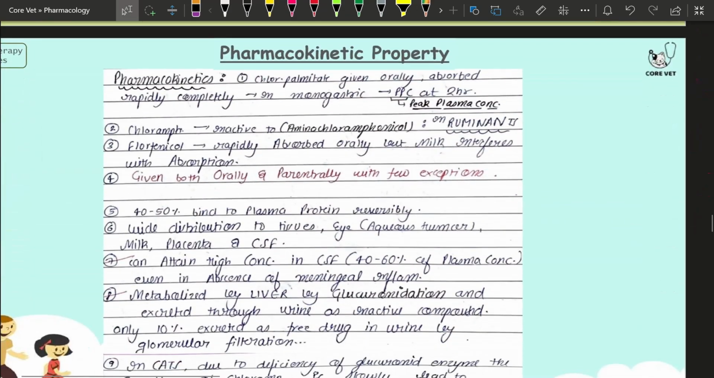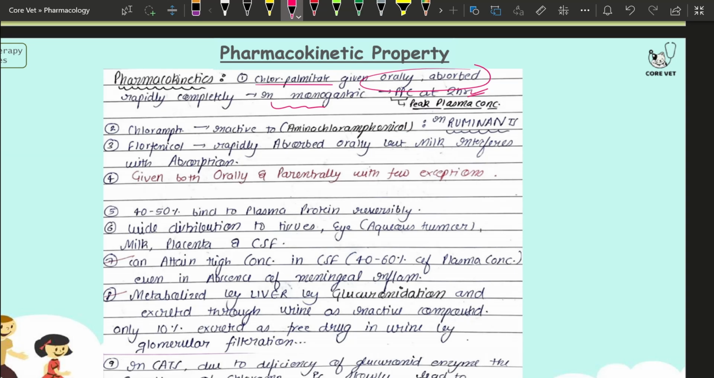Now coming on to the pharmacokinetic properties of chloramphenicol. So chloramphenicol palmitate could be given orally, and is absorbed rapidly and completely in the case of monogastric animals. If we talk about the peak plasma concentration, it could be attained within 2 hours, right?